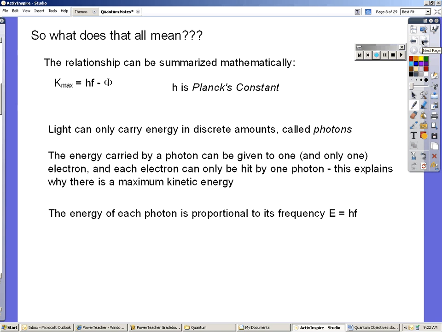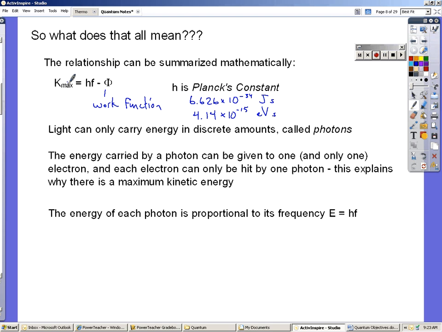h is something called Planck's constant. Its value is 6.626 times 10 to the negative 34 joule seconds. Or if we want to use units of electron volts for energy, which is usually more convenient, 4.14 times 10 to the minus 15 eV. And phi is the work function, the amount of energy that it takes to break an electron loose. So hf is the amount of energy it gets from the light. Subtract the amount of energy required to break it loose, and you have how much kinetic energy it has.